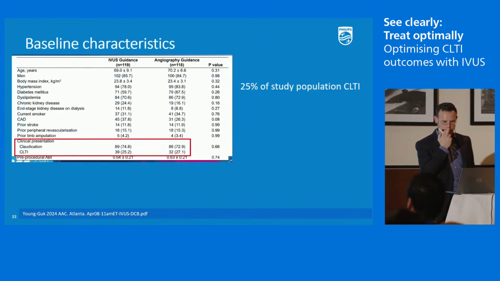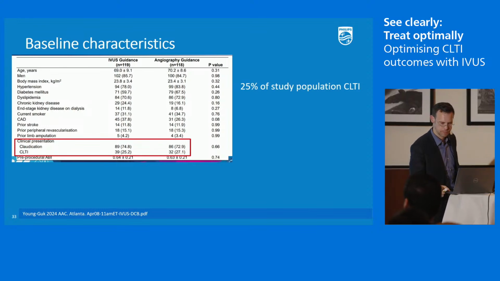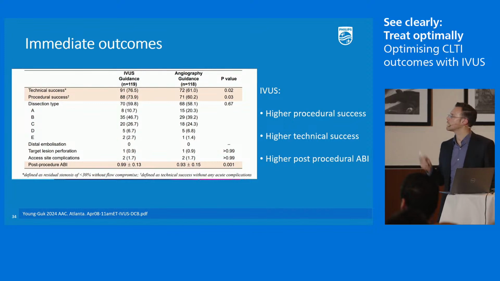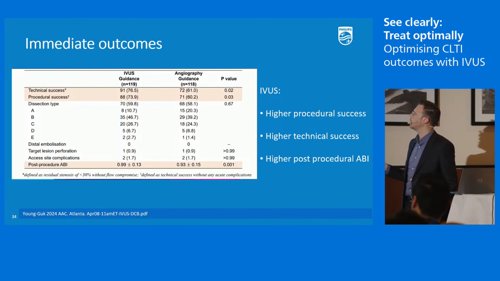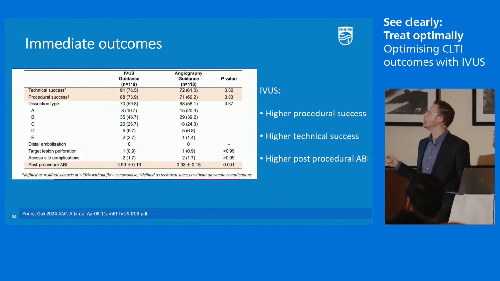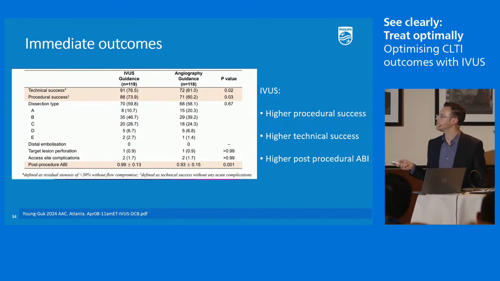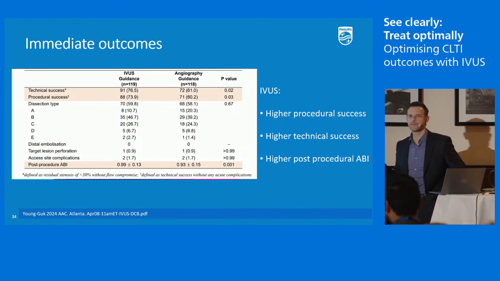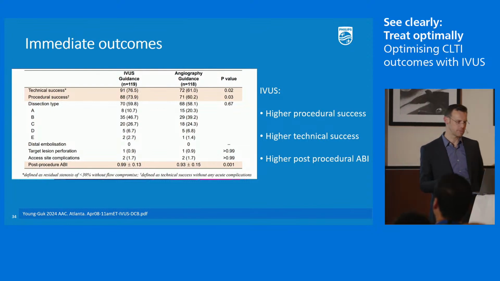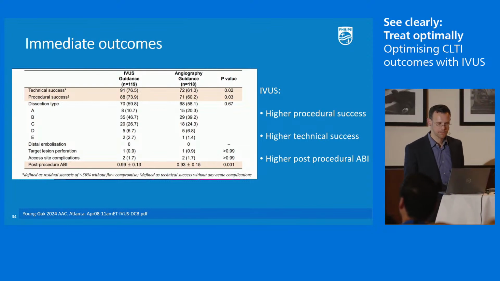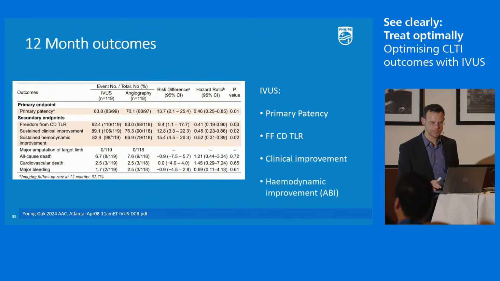Again, about 25% of patients here are CLTI. Not enough patients really for subgroup analysis, but still they are at least included within this study. You can see in the comparison between the IVUS and angiography groups a greater degree of technical success. Procedural success was different in that it was freedom from complications as well as less than 30-degree residual stenosis, which was defined as technical success. Then the clinical endpoint was post-procedure ABI and Rutherford category.